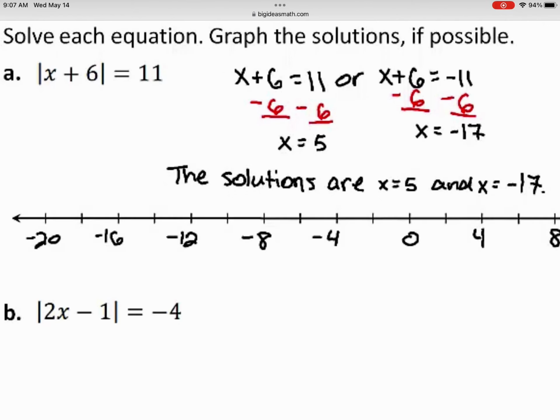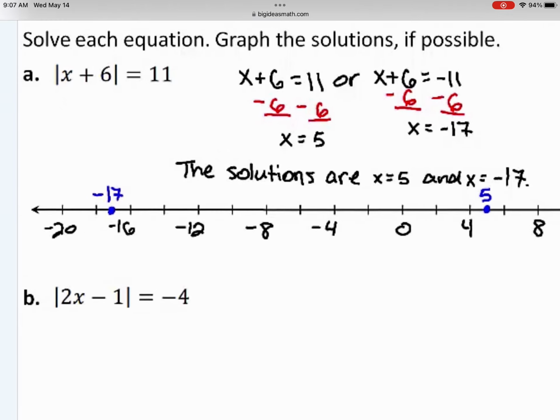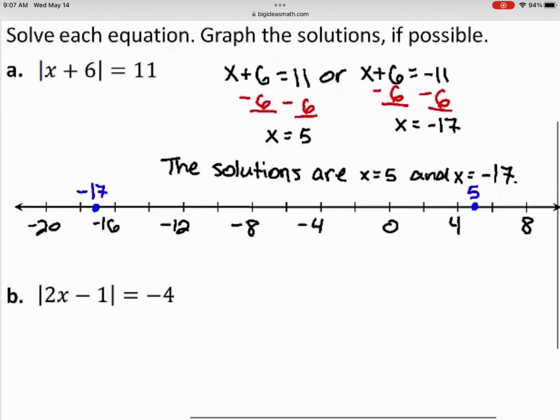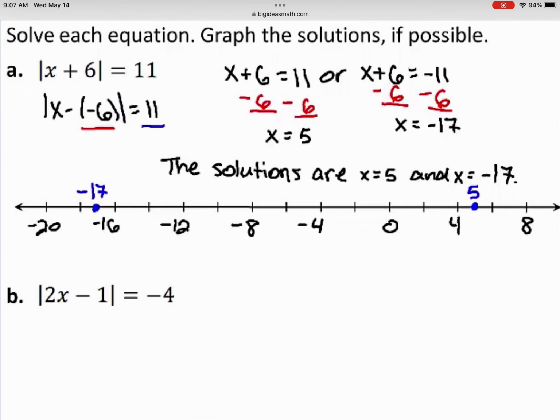To graph the solutions, you want to plot points at negative 17 and 5 on the real number line. Notice that each solution is 11 units from negative 6. Part B. The absolute value of the quantity 2x minus 1 equals negative 4.